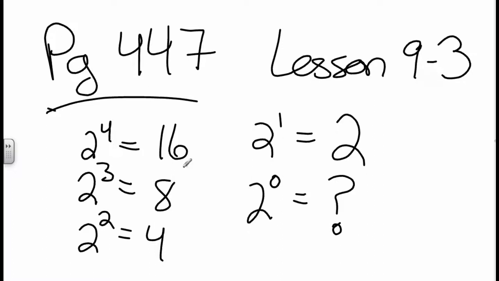So we divided by 2, and then we divided by 2 again. And then to get from 4 to 2, we divided by 2. And then to get from 2 to here, we would have to divide by 2. That is the only thing we can do. And when you take 2 and you divide by 2, what do you get? 1.